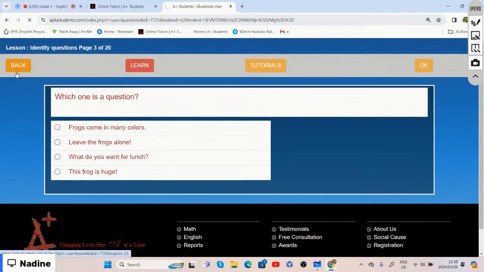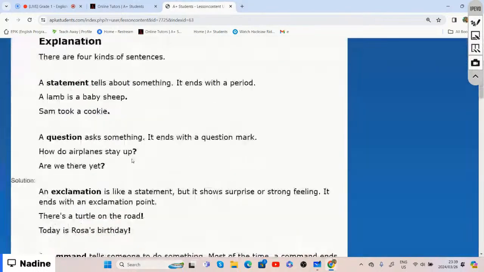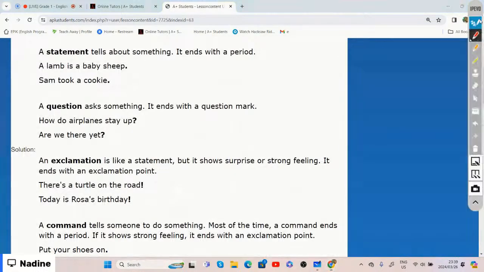Yes, well done, Xavier. Now we're going to identify an exclamation. We said an exclamation is like a statement, but it shows surprise and strong feeling. An exclamation ends with an exclamation point. So an exclamation ends with this sign, which is an exclamation point, or we can say an exclamation mark. So that is an exclamation.